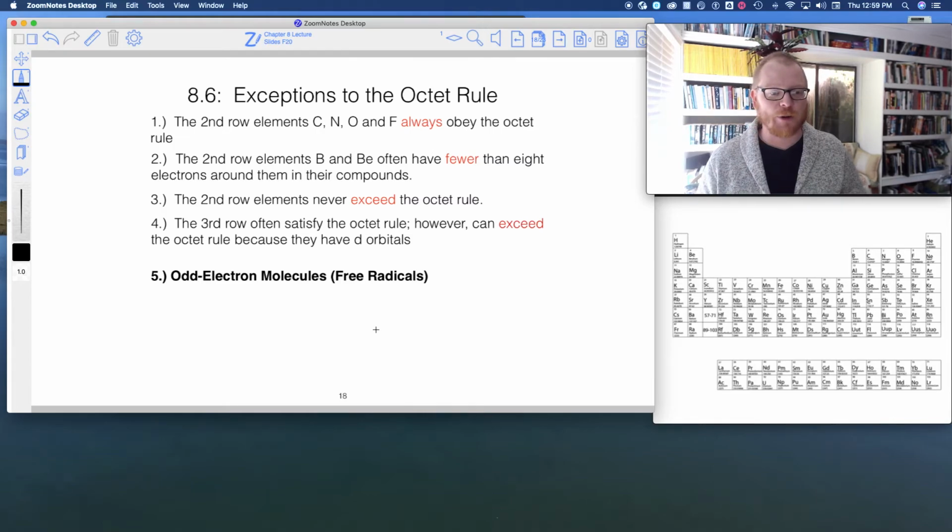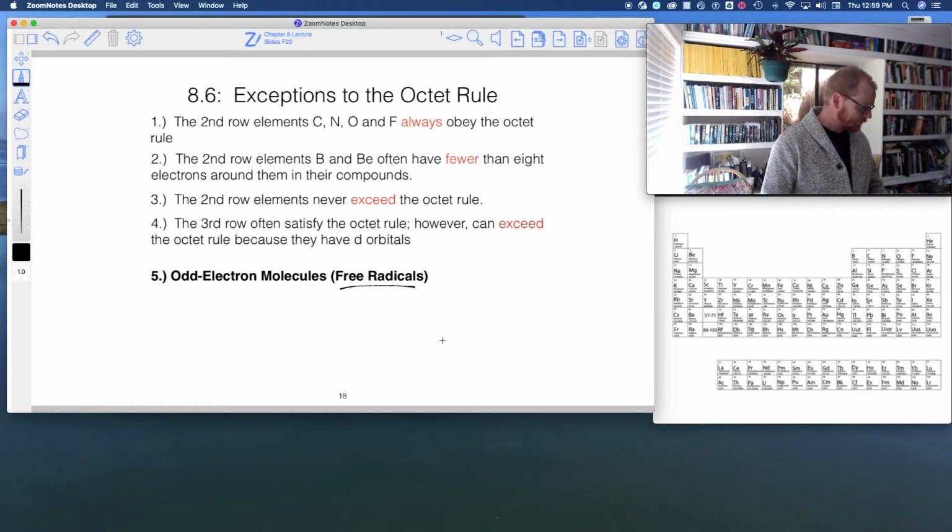And the very last thing that I want to talk about in this lecture are these odd electron molecules that we call free radicals, or sometimes just radicals.